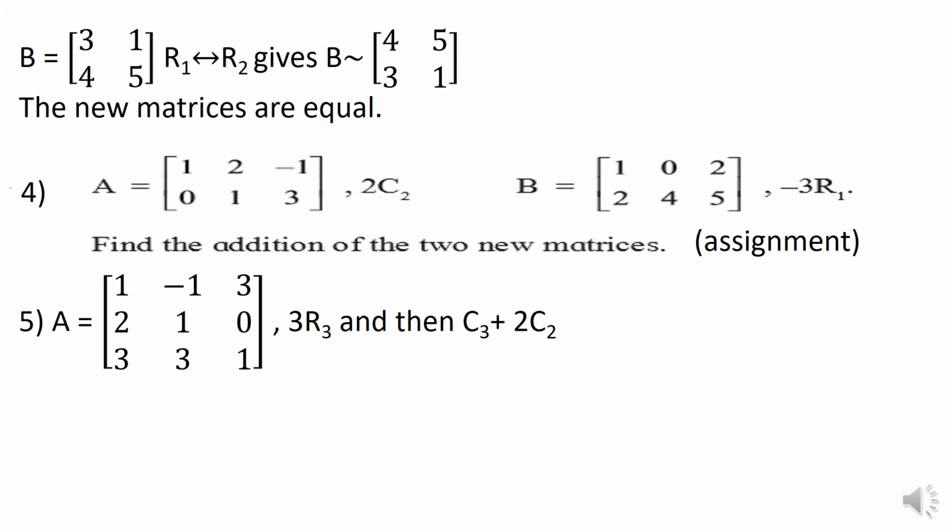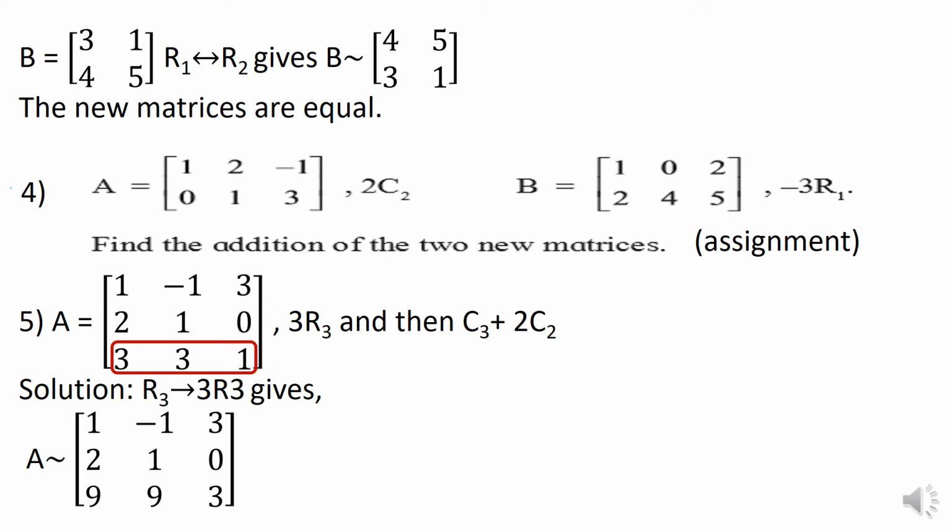The fifth sum, A is the given 3 by 3 matrix. We have to first do 3R3 and then we also have to do C3 plus 2C2. So in the solution, R3 is changing to 3R3. Thus we get this matrix. Now observe what has been done over here. The third row has been multiplied by 3. Thus we get this matrix where the third row has been changed, as you can observe over here.